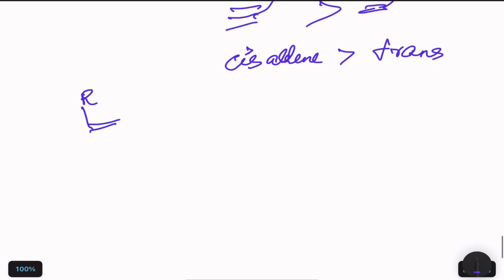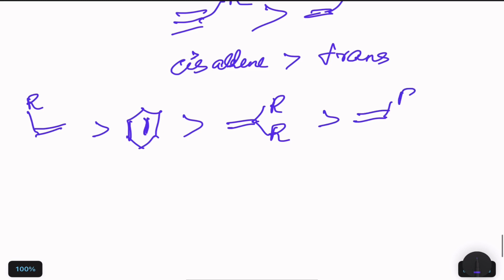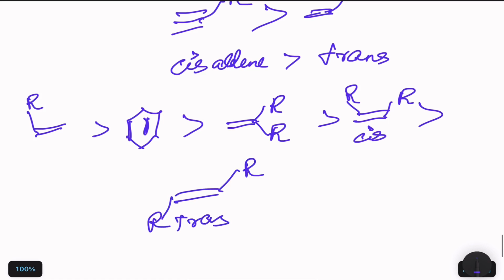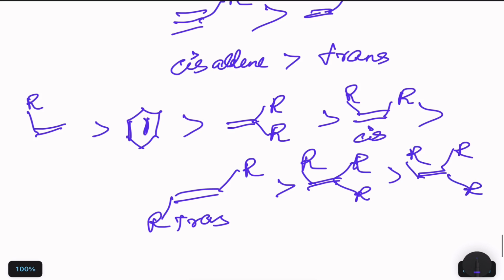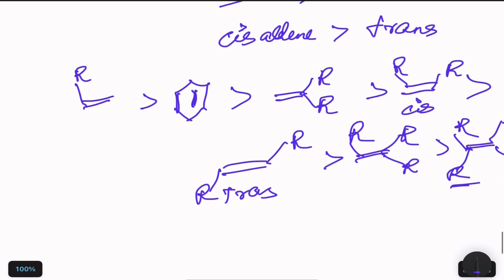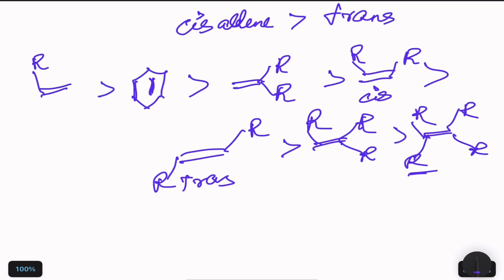So there is a reactivity order, so only one OR group is present here, and then this is a cyclohexene. So this is cyclohexene, and then 2 OR groups on the same side, and then 2 OR groups on different sides, cis position, and then 2 OR groups in trans position, and then 3 OR groups are there, and then finally 4 OR groups are there. So the reactivity will keep reducing because the number of OR groups are increasing. So this is a general reactivity order.